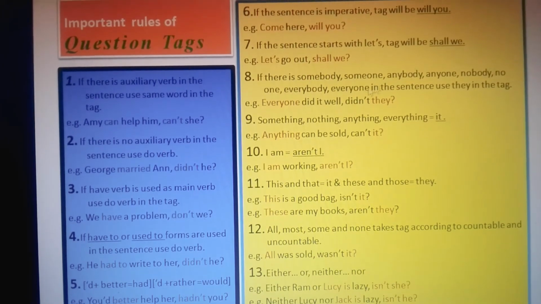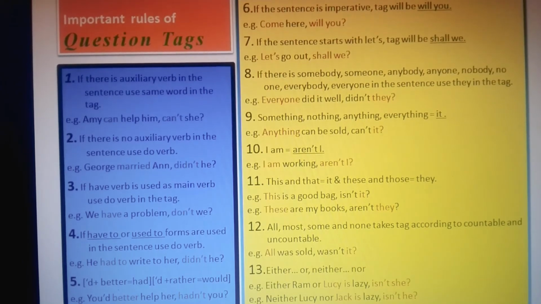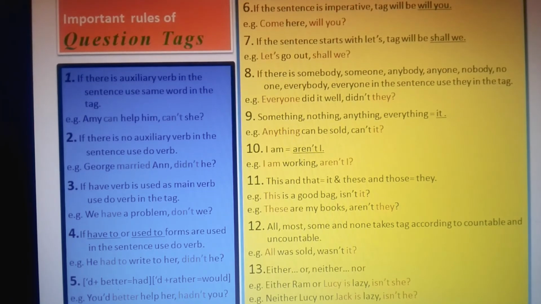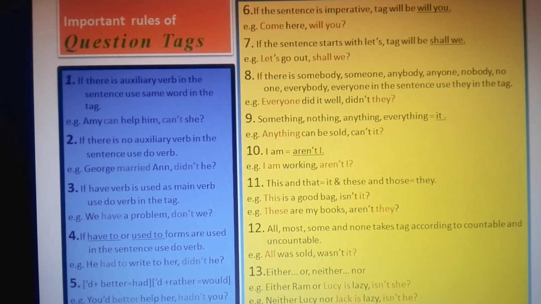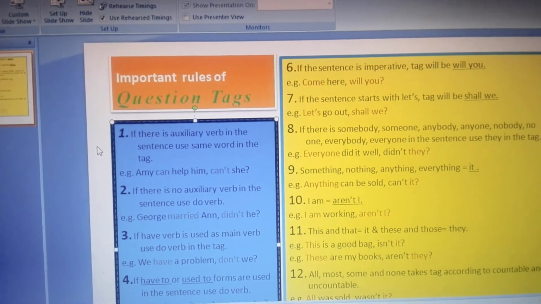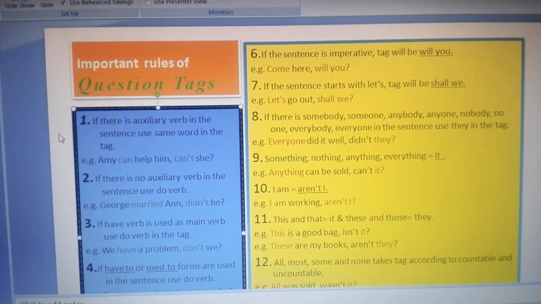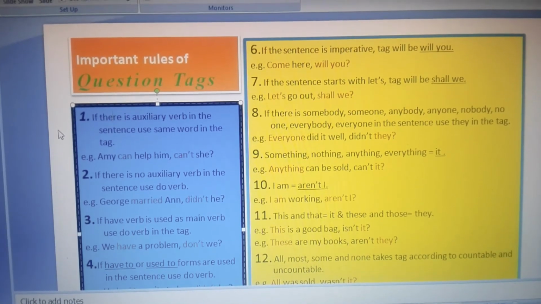Now number 9, something, nothing, anything is equal to it. And the example there: anything can be sold, can't it? You can see right here, anything can be sold, can't it?